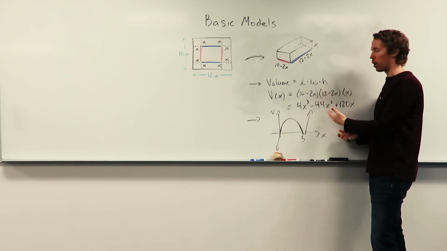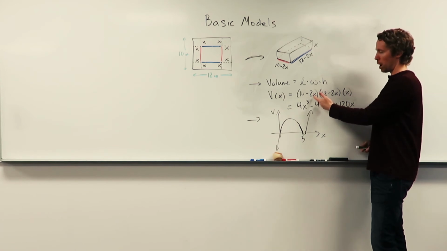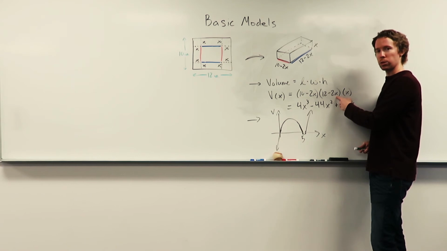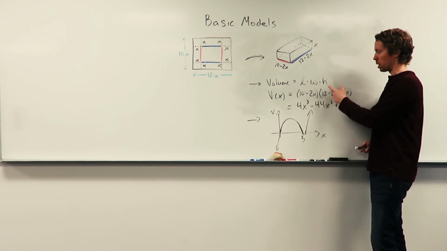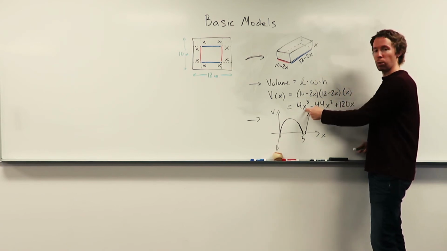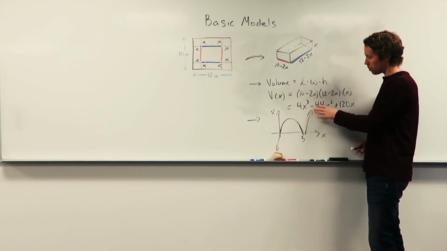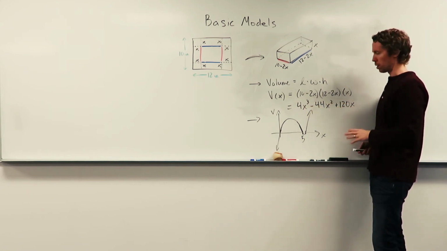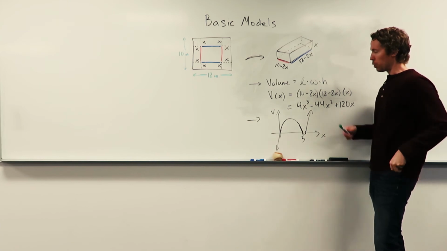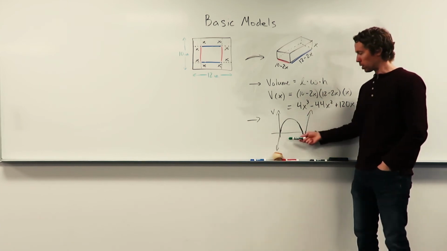distribute it or FOIL it out, your biggest power of x will come from this minus 2x times minus 2x, which gives you 4x squared. And then that term times x will give you the 4x cubed out in front. And then you'll pick up these other terms as well. If you graph this, it looks something like this.